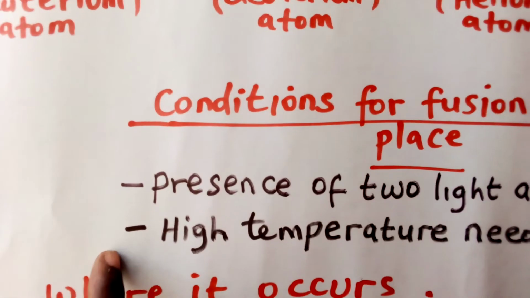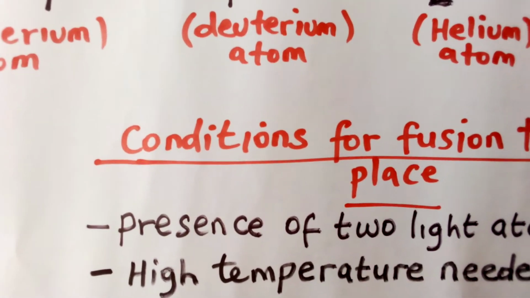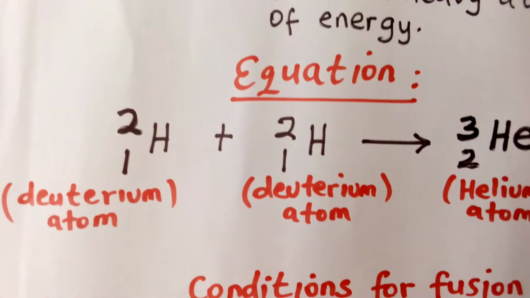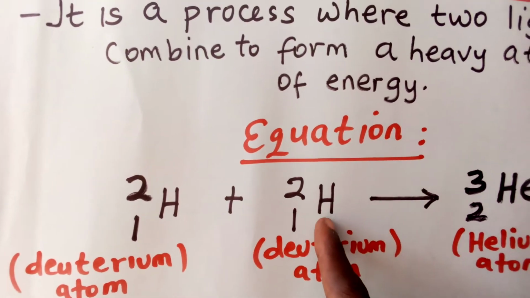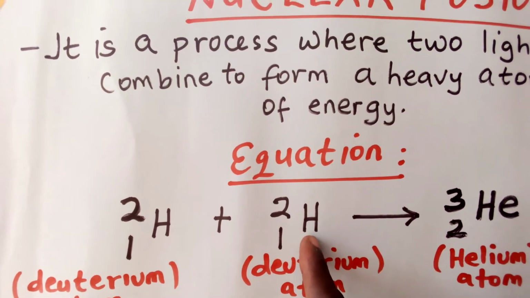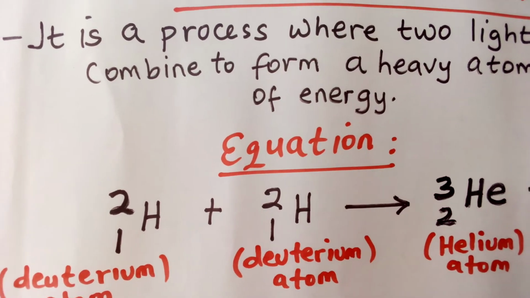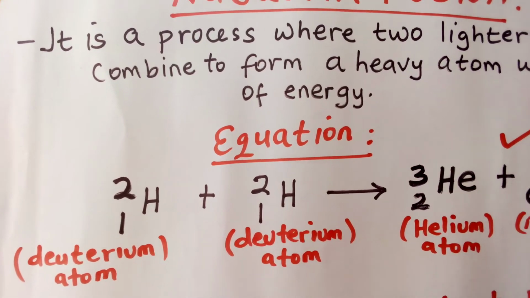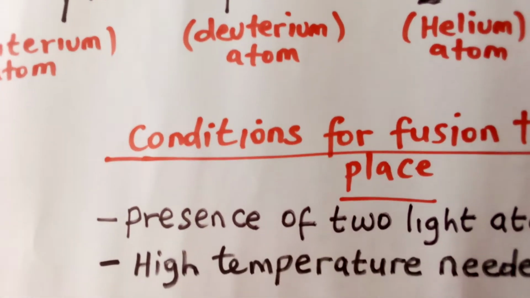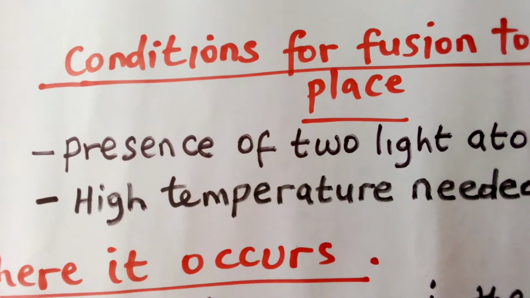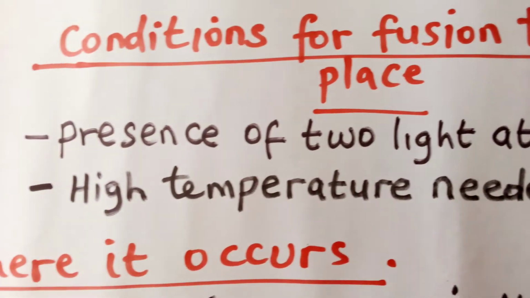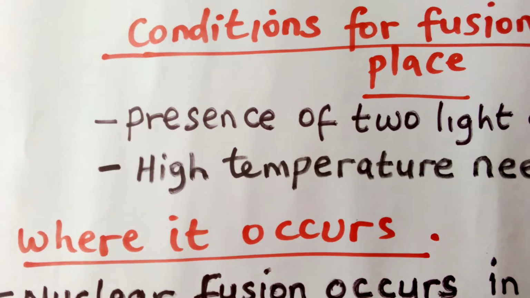Number two, you need high temperatures. To make this one combine with this, you need high temperatures. And of course, out of the high temperatures, we also have energy being produced. So these are the two conditions for nuclear fusion to take place. There should be two light atoms, and then you need high temperatures.